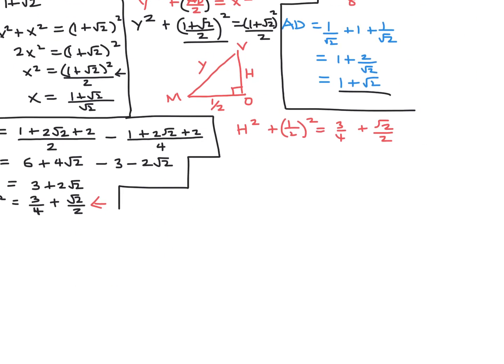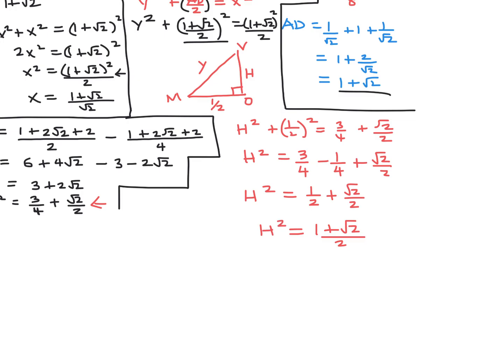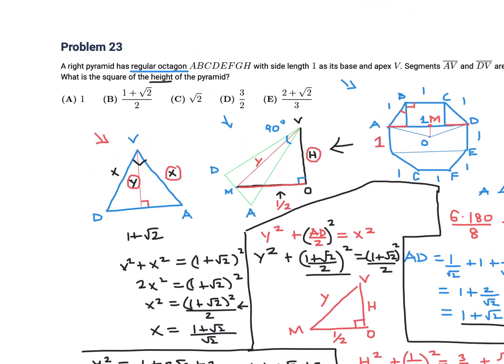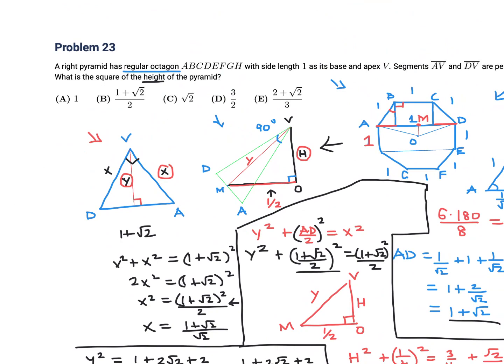All right, feels good when you're in the final stretch here. So h squared would be 3 over 4 minus a quarter plus root 2 over 2. h squared therefore is a half plus root 2 over 2, and that is 1 plus root 2 over 2. They actually wanted the square of the height, so that's exactly what I found: 1 plus root 2 over 2. And that's B for the square of the height.